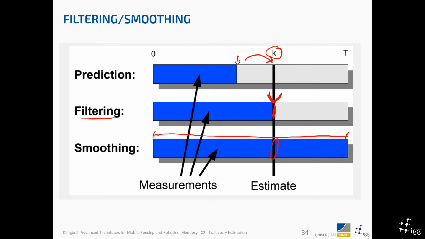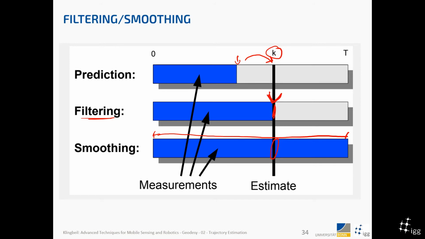If you have a real-time problem to solve, for example, very often in robotics, you need to know where you are to trigger some sort of action, or to control some actuator, then you need to do filtering. And if you don't have the problem that you need to do that in real time, you can do smoothing.